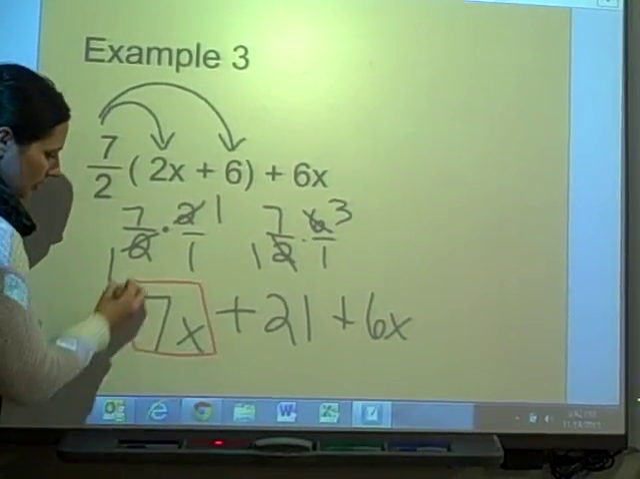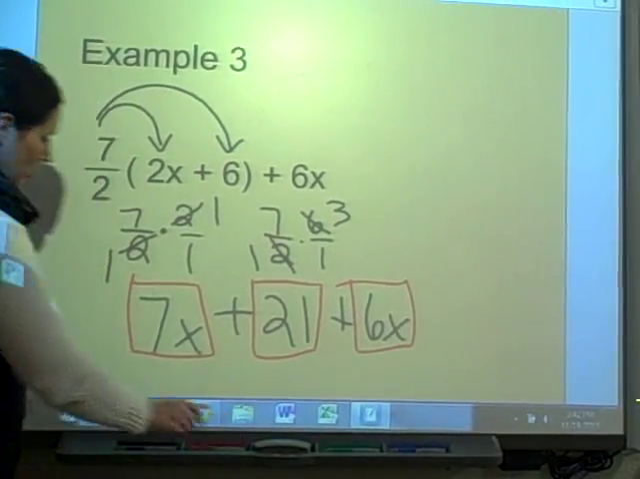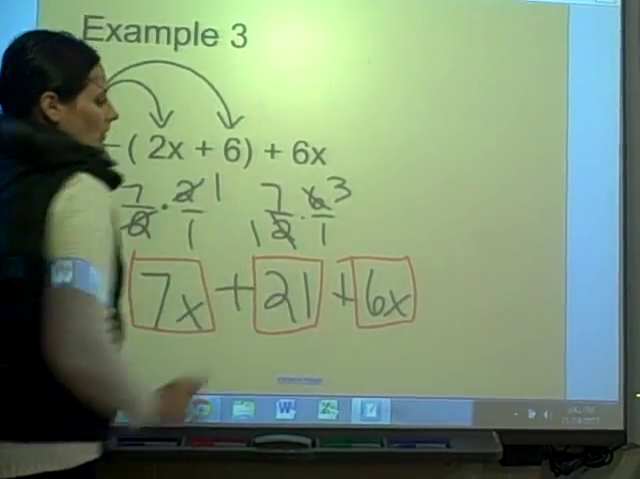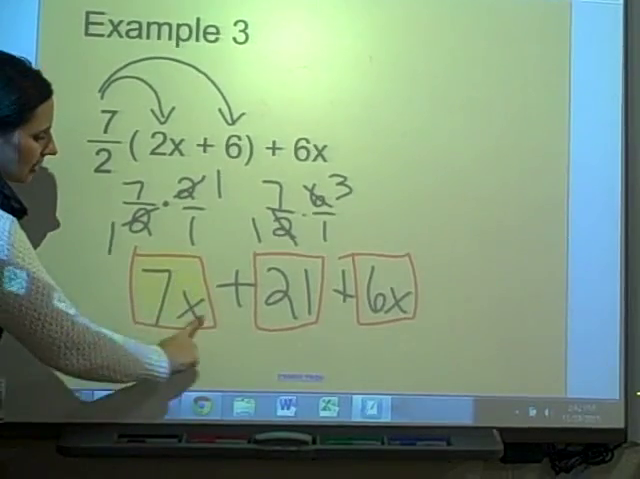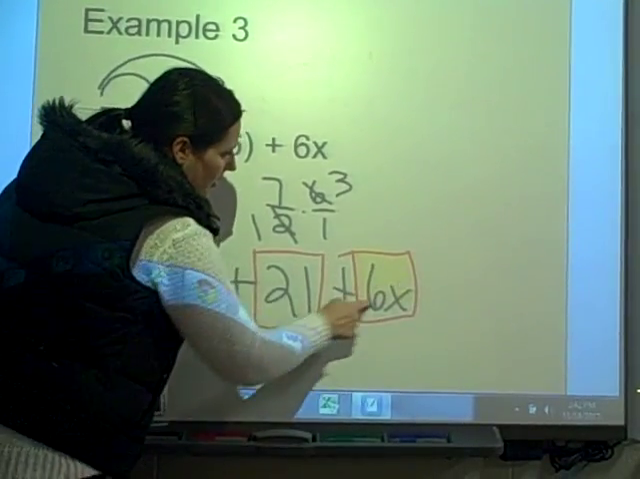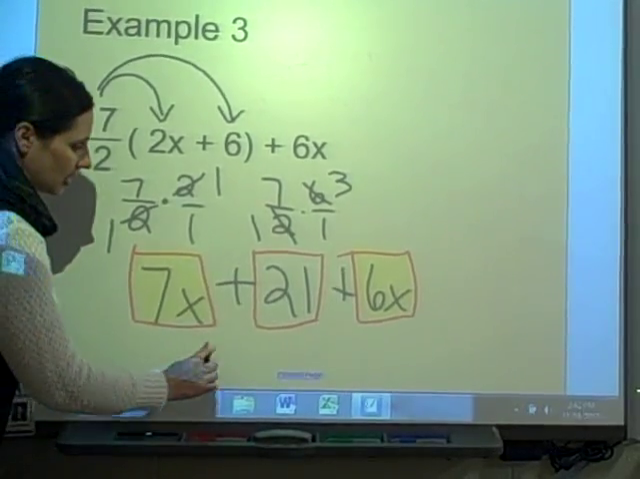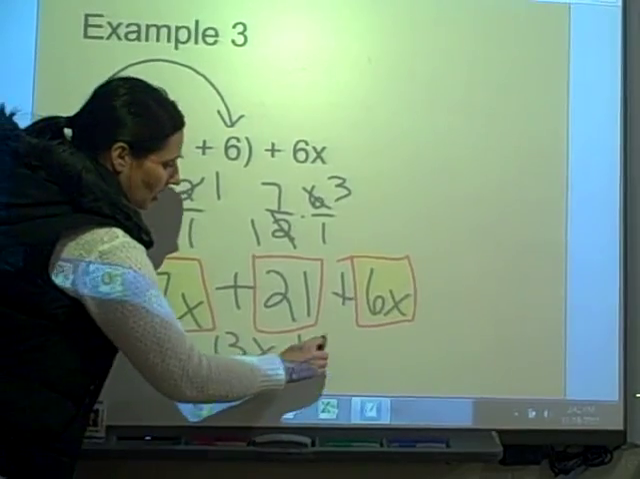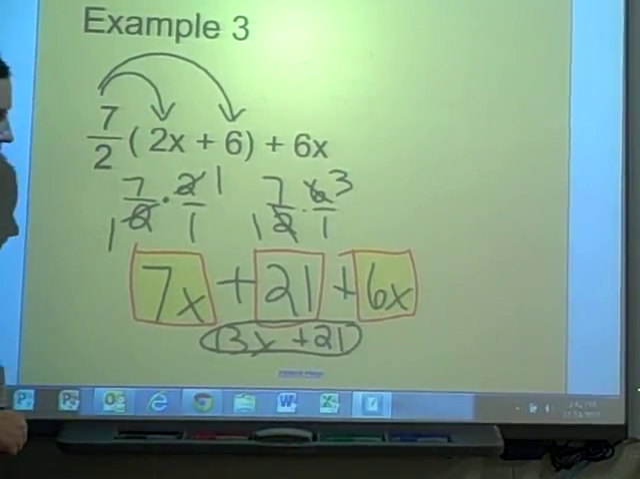Box your terms. Get your highlighters out. What goes together this time? 7x is a like term with 6x. Nothing goes with the 21. 7 plus 6 is 13x. I listed my variable first. Plus 21 would be my simplified expression.